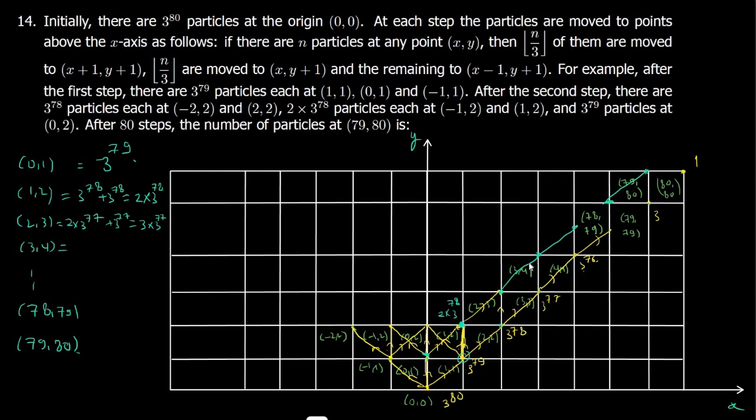Now, if I look at the number of particles at 3, 4, again, it can come from two places, either directly below or from bottom left. I have already observed that here the number of particles are 3 into 3 power 77. So, 1/3 of that will be 3 power 77 and 1/3 of 3 power 77 will be 3 power 76. Now if you take 3 power 76 common, then 3 plus 1 will remain, so it will become 4 into 3 power 76. Let us see if you are able to identify the pattern till this point. If you are not able to identify one now, we can go one more step.